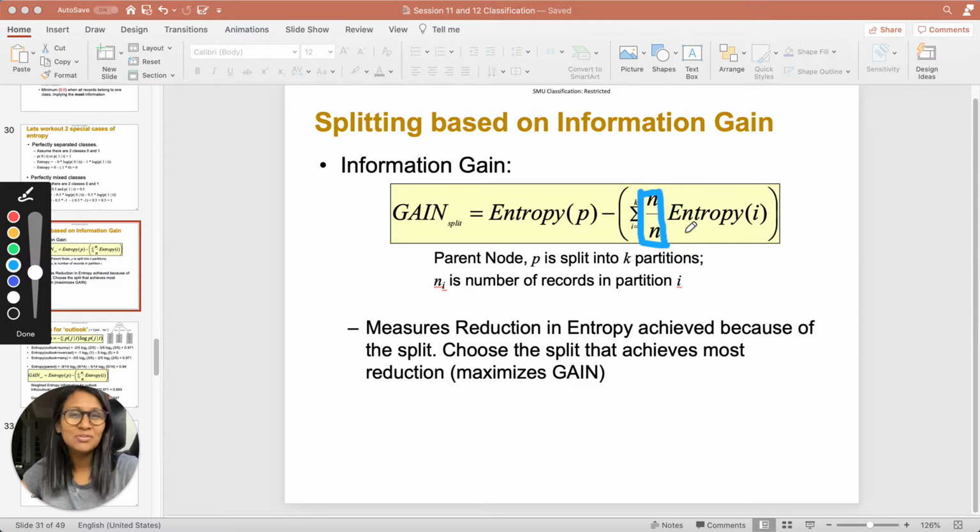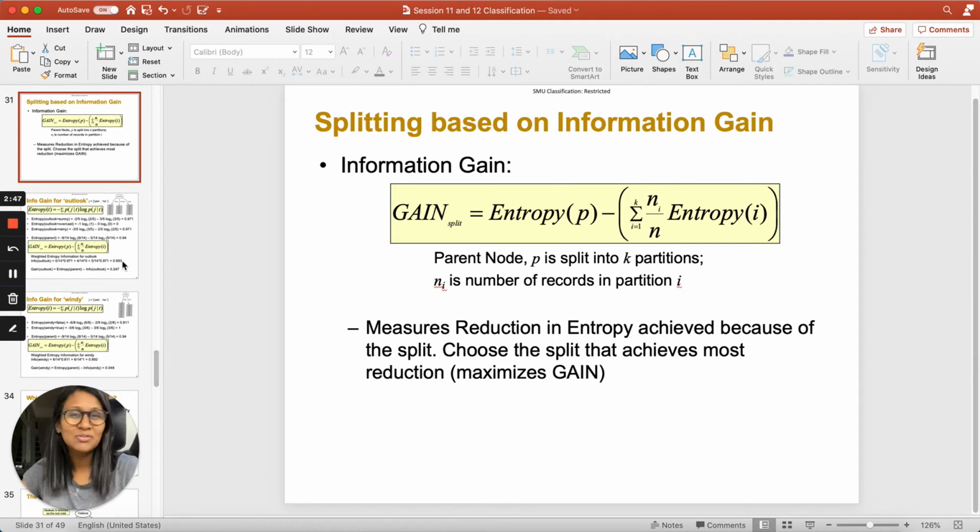So for each of the k child nodes, we will calculate the entropy of the node, find out the weight of the node, and combine it all together to get the combined entropy of all the child nodes. Then we plug it into the formula of information gain, and this gives us the information gained after the split. This measures the reduction in entropy that has been achieved after the split. So let's see an example of this, because it's very easy when you implement it. The formula might look tricky, but once you get a hang of it, it's not that complicated.